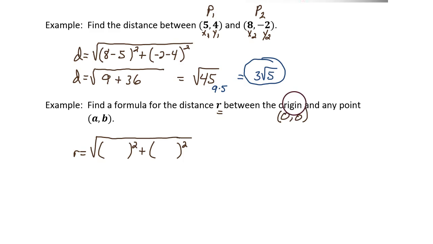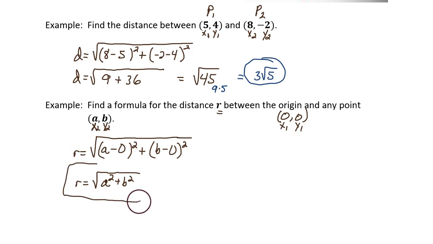Well, what are our x coordinates? The origin is the first thing mentioned. So that gives us our x1 and our y1. The other point mentioned is A, comma B. Those two things will be our x2 and our y2. Let's make our substitutions. A minus 0. And then B minus 0. We can do some simplifying. A minus 0 is really just A squared. And B minus 0 is really just B squared. And so here is our formula that we're able to create for distance r.